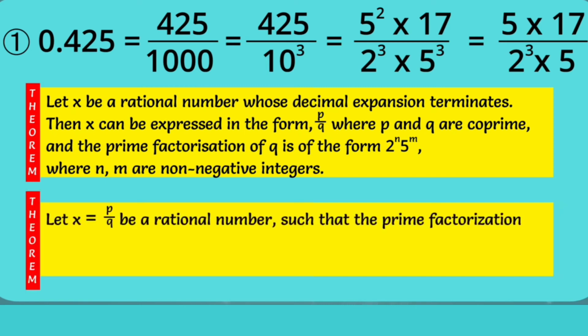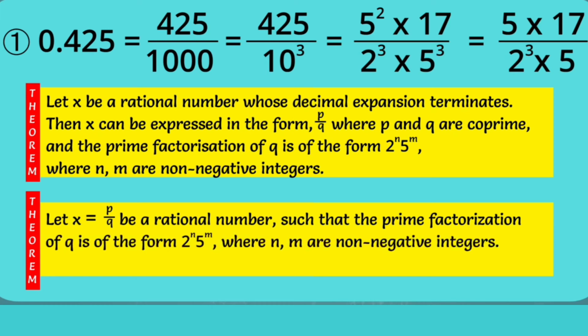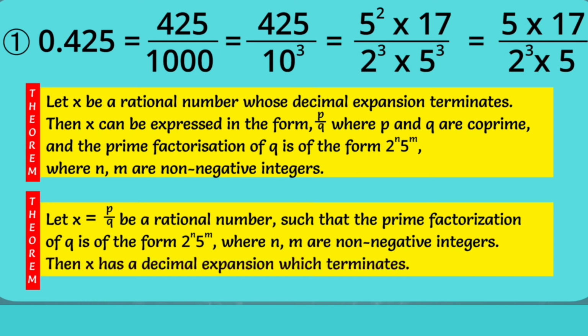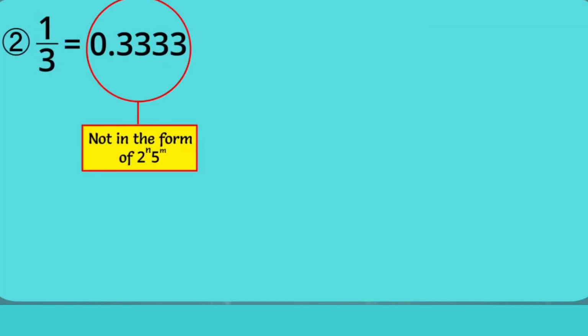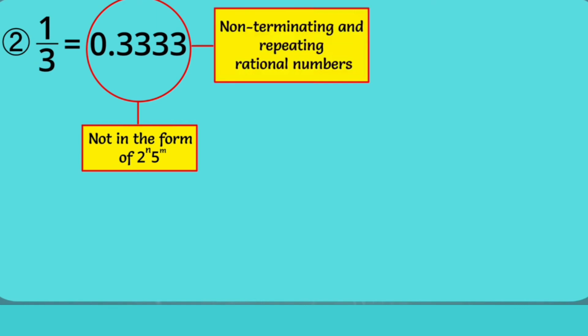Let x equal to p by q be a rational number such that the prime factorization of q is of the form 2 power n into 5 power m, where n and m are non-negative integers. Then x has a decimal expansion which terminates. Now let's think about the rational numbers whose prime factorization of q is not in the form of 2 power n 5 power m. They are non-terminating and repeating rational numbers.